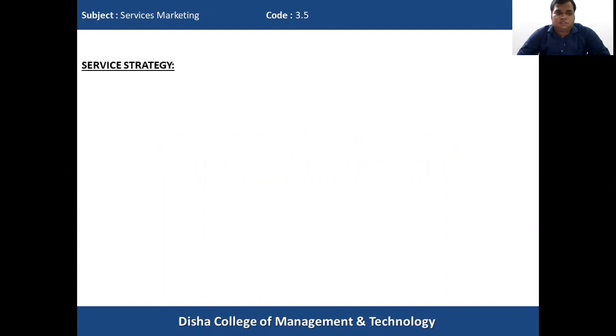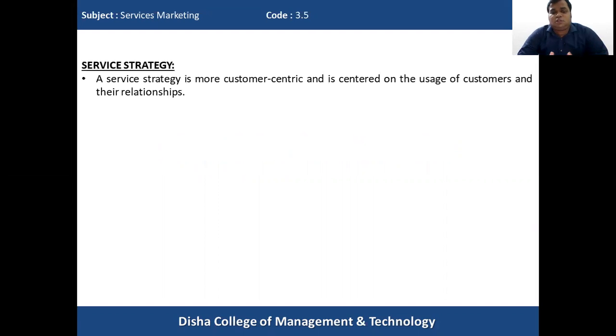What is service strategy? A service strategy is more customer centric and is centered on the usage of customers and their relationship. So, the strategy of every service organization is customer satisfaction. Since the strategy is to get maximum customer satisfaction, to make the customer satisfied, to meet their expectations, the customer remains the focus.